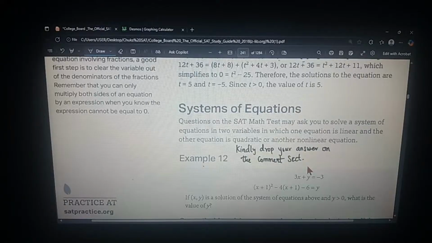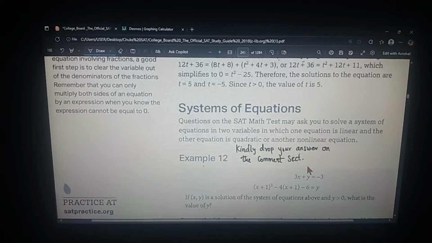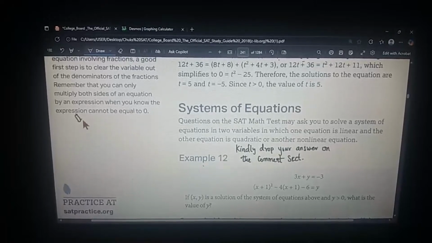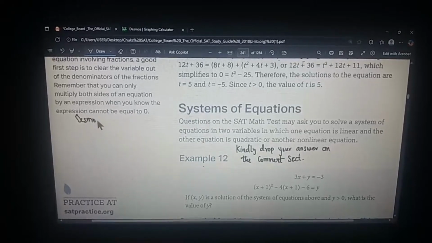So I think right about now, let us go ahead and solve this problem with the Desmos graphing calculator. I would not want you to start taking your time solving this problem manually. It's going to take you a lot of time. And in the SAT, you don't want to joke with your time, right? So let's solve this problem with the Desmos graphing calculator.